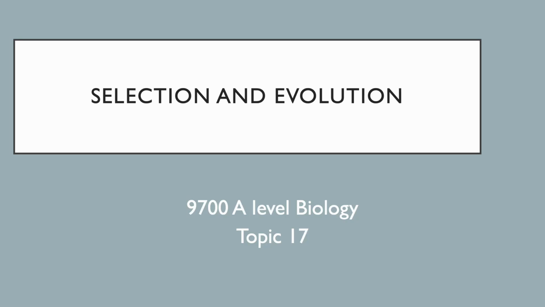Hello everyone. So today we are going to talk about the topic selection and evolution. This comes under topic 17 of 9700, which is the A level biology curriculum. It's usually towards the end of the A level biology curriculum and usually is covered in paper 4 in form of questions and under the planning paper also in paper 5.